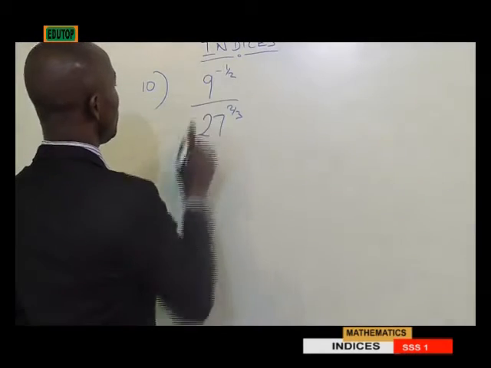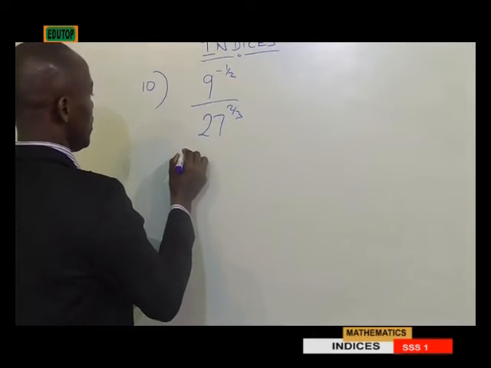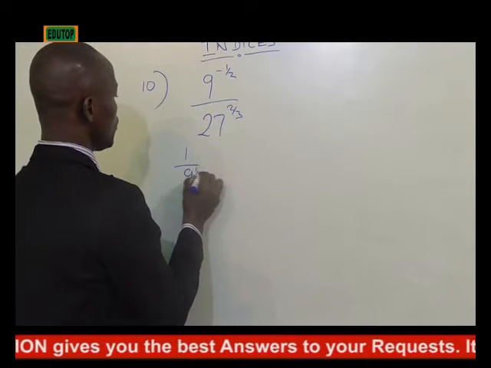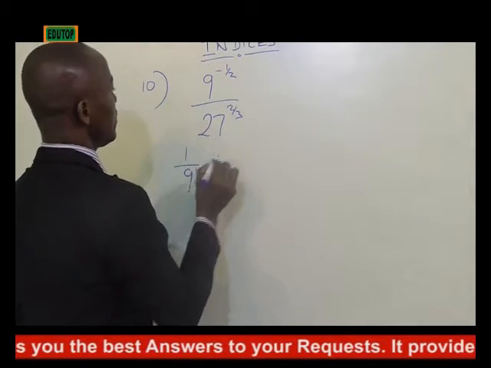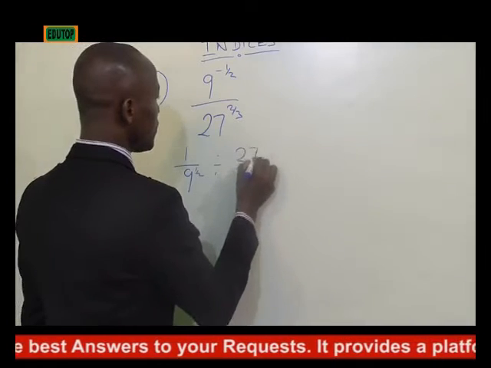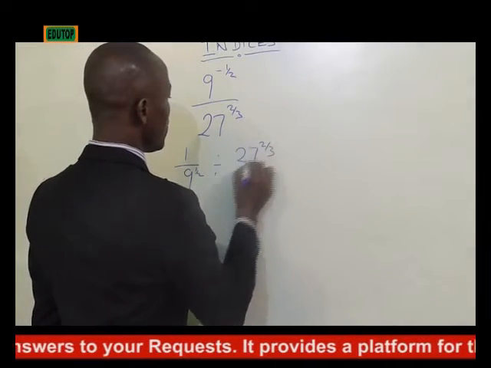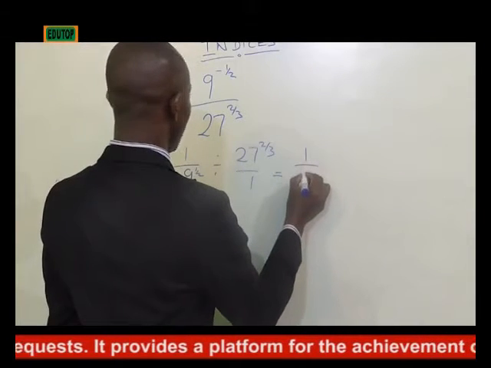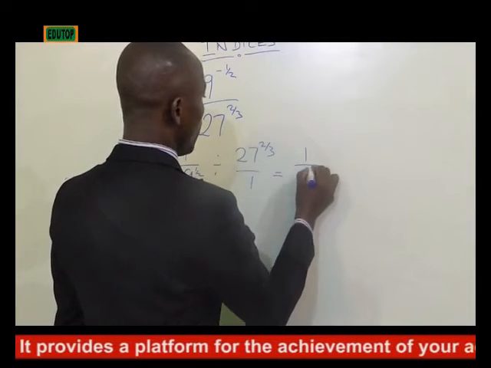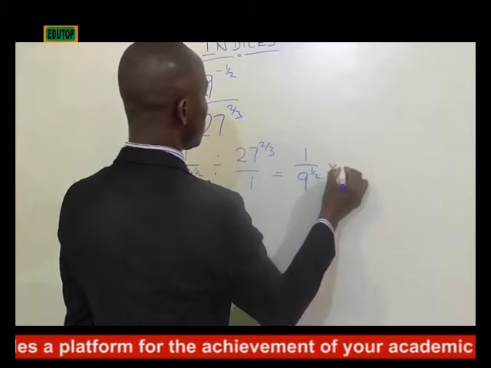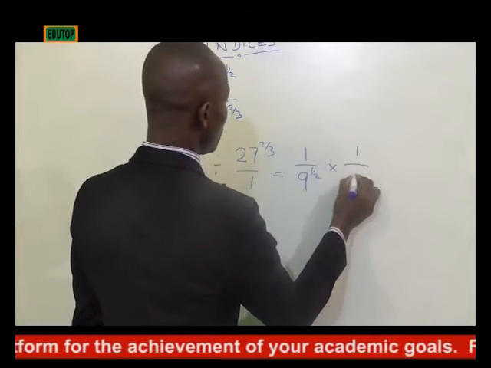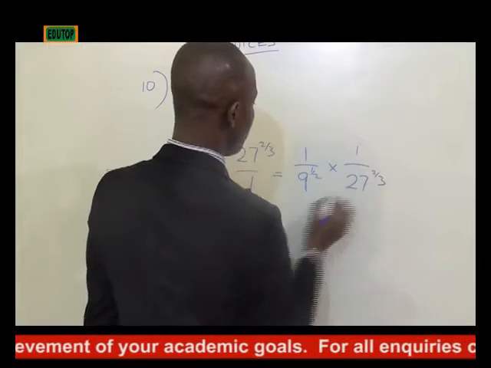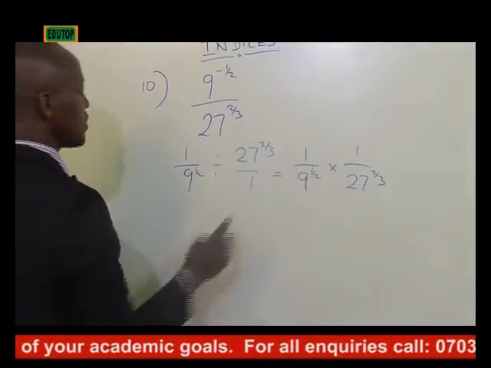We are having this minus, which actually means that we are having 1 over 9 raised to power 1 over 2, divided by 27 raised to power 2 over 3 over 1, which is equal to 1 over 9 raised to power 1 over 2 times 1 over 27 raised to power 2 over 3. Now we deal with all this.